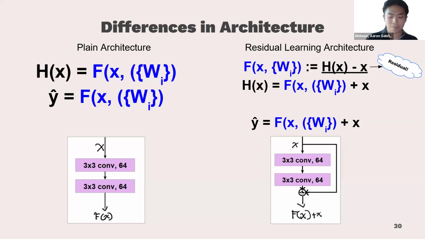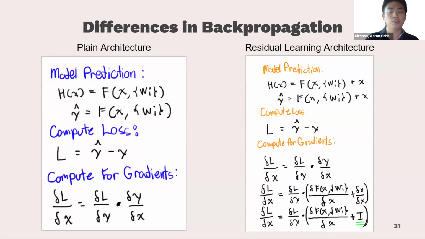So before I move on, is everything clear so far regarding residual learning? Can I see a thumbs up or some chat? Okay, thumbs up. That's good. So we'll save all the questions for later. But for now, let's move on to how the differences in this architecture also affect the backpropagation process.